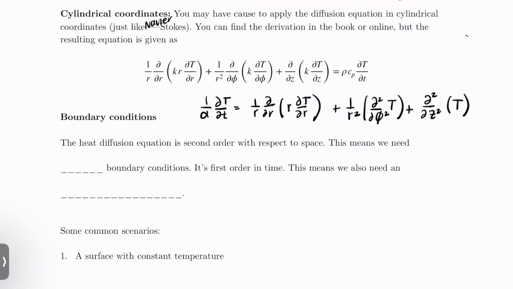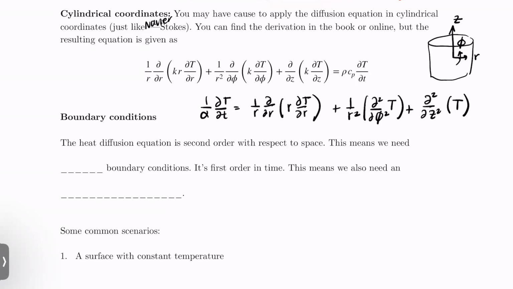And just to remind you, in cylindrical coordinates, you have z, r, and then this direction is phi, or sometimes theta, depending. Okay?